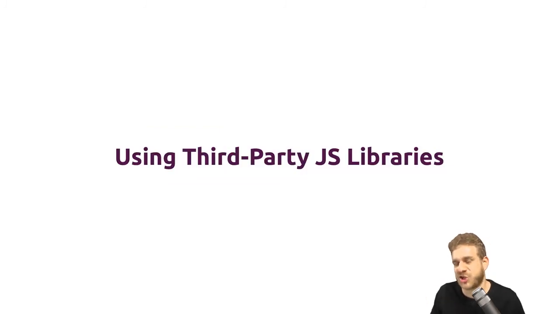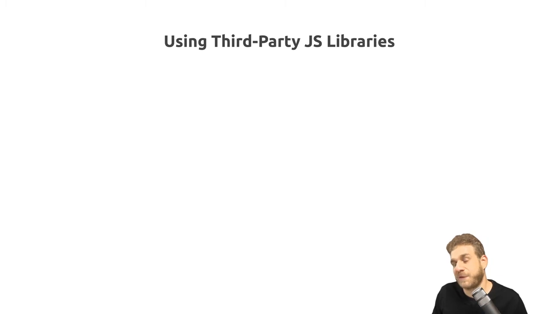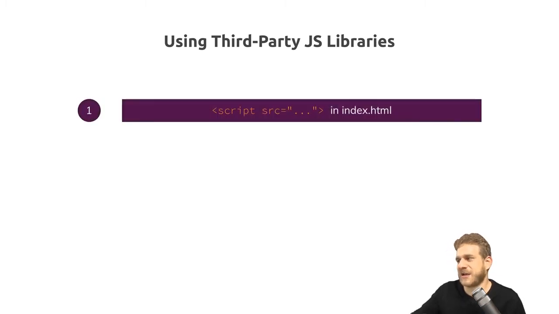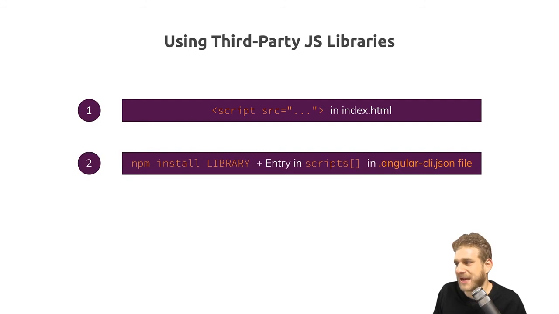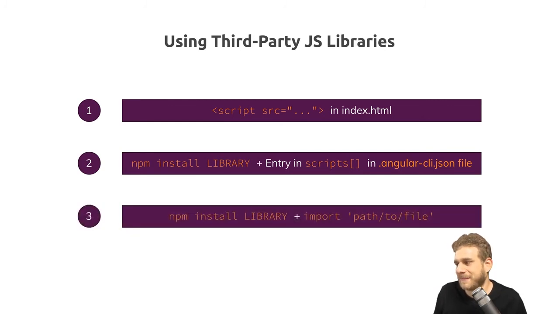And the same for third-party JavaScript libraries. You have three possibilities here. You can put a script source import in index.html, and you can also point to some CDN here. You can use npm install or download the file and add an entry to the scripts array. Or you do the same, but directly import it into your TypeScript files by adding an import statement at the top. You can, of course, import other TypeScript files, and you do that all the time in Angular apps. Well, turns out you can also just import other JavaScript files. So that is a perfectly fine alternative.